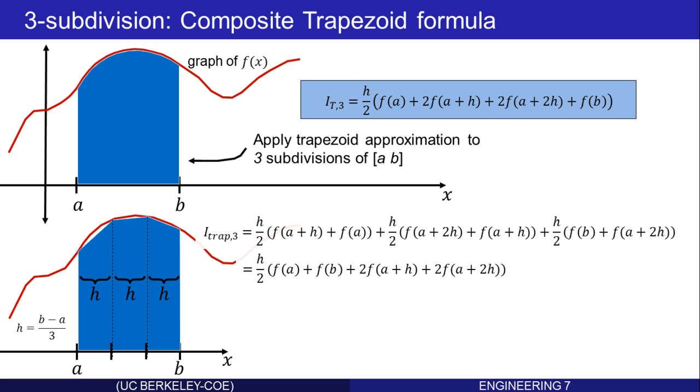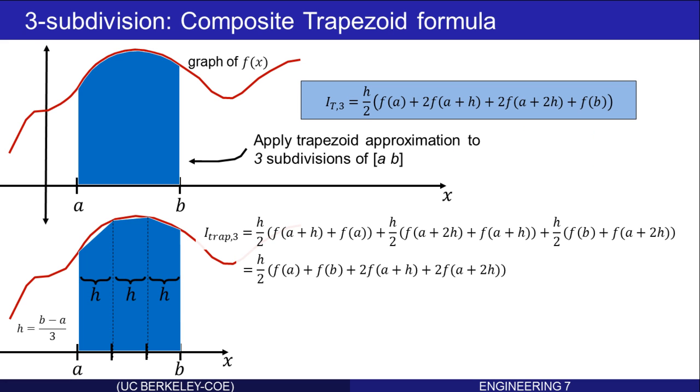Let's capture that in a formula. The 3 subdivision trapezoid formula involves h over 2, f of a, 2 f of a plus h, 2 f of a plus 2h, and f of b. What about an error bound for this formula?